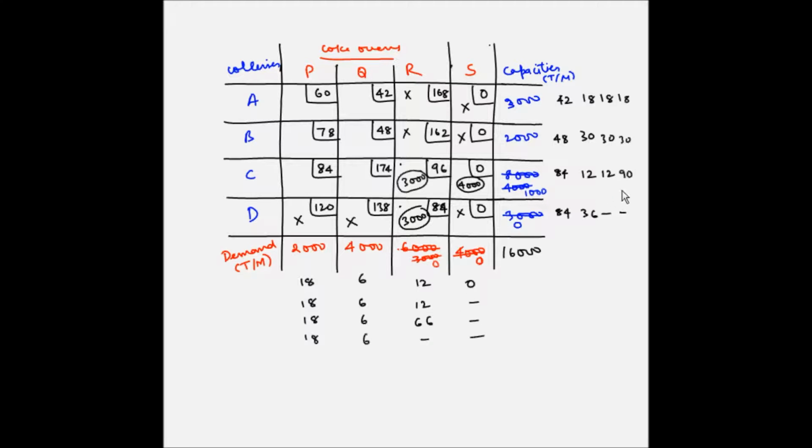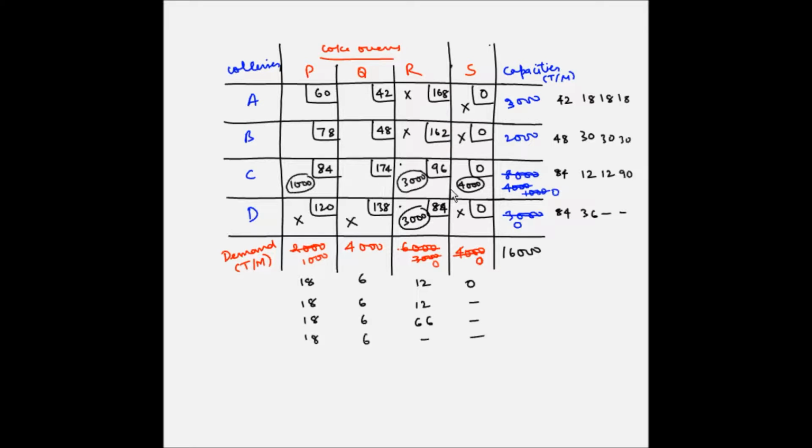So now the largest penalty cost is for row C. So let's try to allocate to the square with the lowest cost, which is CP. So for C, the supply available is 1000 tons, while P has a demand of 2000 tons. So the maximum we can allocate here is 1000. So with this allocation, the supply available at C becomes 0, while the demand at P becomes 1000.